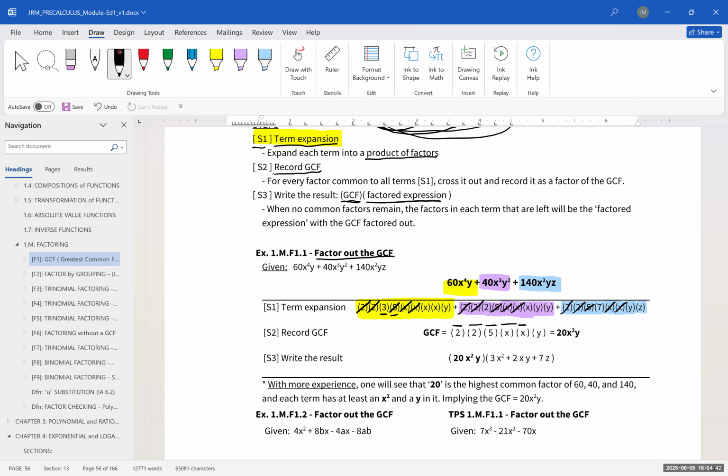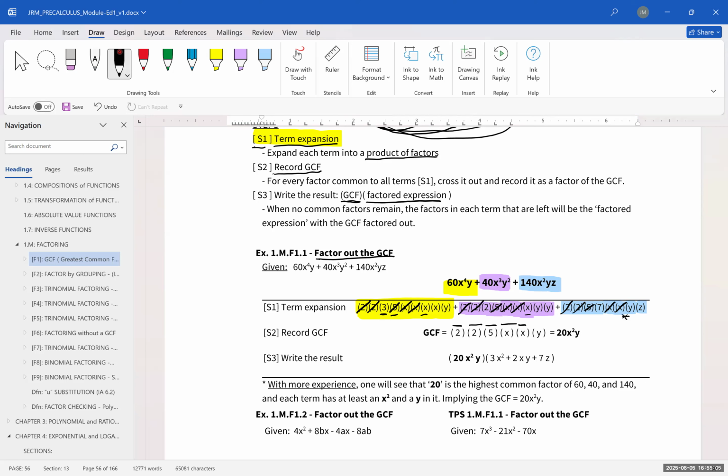Does every term have a third x? Not every term does. This one does, this one does, this one does not. So we cannot put down a third x for the greatest common factor. All right, so we're kind of out of options when it comes to x now.